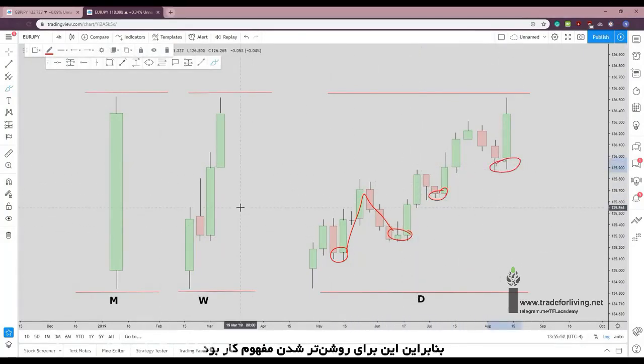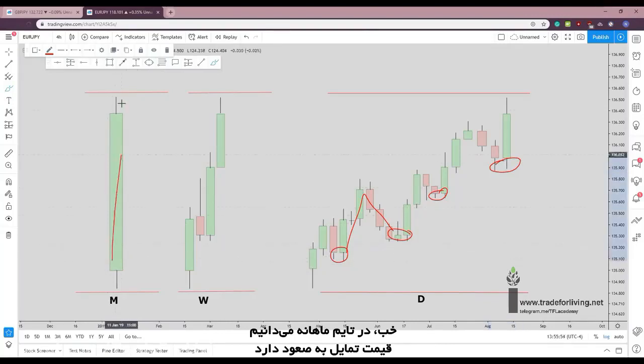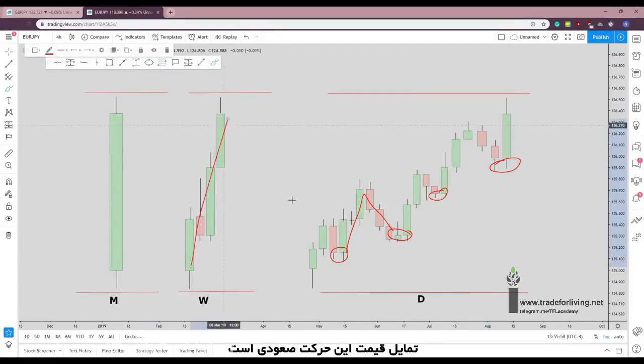So this is just to clarify the concept. The market, yes, on the monthly we know that the market is supposed to make this push, or on the weekly we know that the market is supposed to make this push.